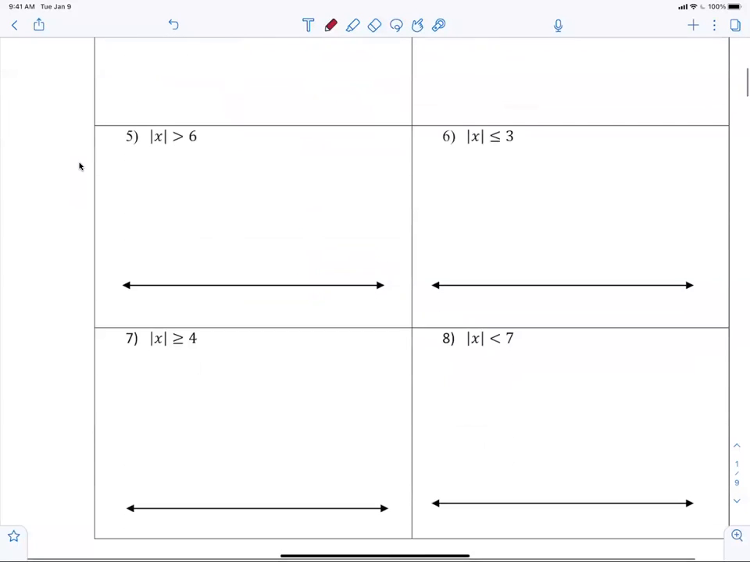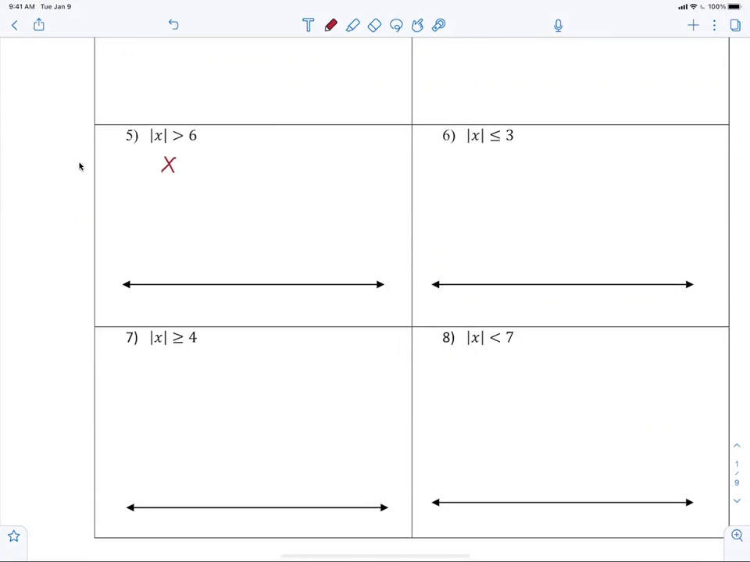All right, number 5. Now, absolute value of x is greater than 5. So we want x is greater than 5, and then we write x is less than negative 5. Everybody good with that? And then if we're doing that on a number line, here's negative 5, here's 5. Greater than 5, open circle, less than negative 5. And this is a what type of statement? Or statement.